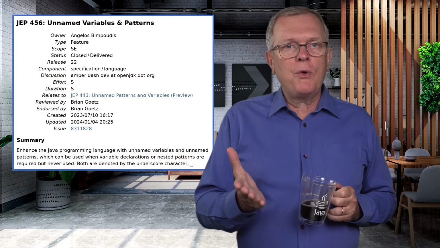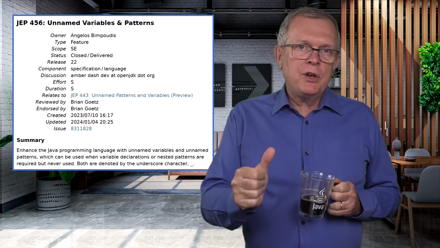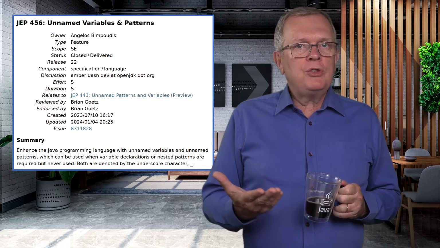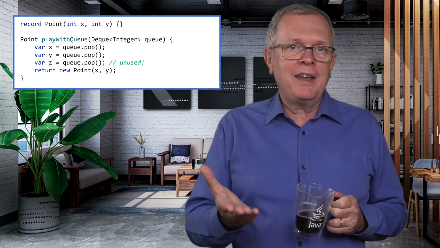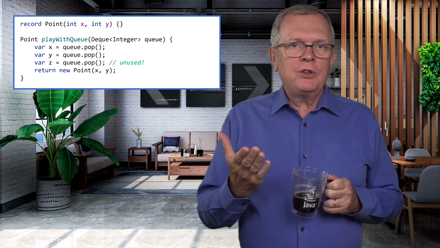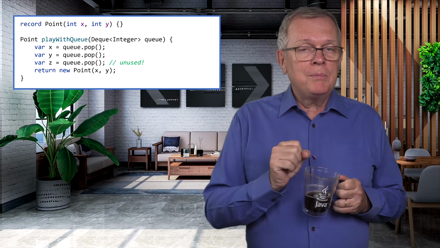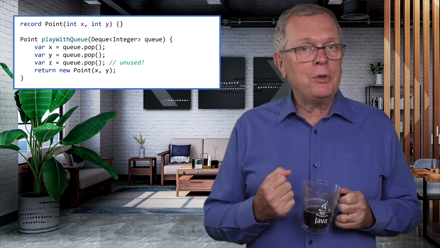There are several other cases where you can use unnamed variables mentioned in JEP 456 that I can mention briefly. First, there are cases where you need to read variables, but you're not going to use them. Suppose that you have this method that takes a deck as a parameter. This deck contains the coordinates of points and you need to read them 3 by 3. But it turns out that you only need the first two to create your point instance.